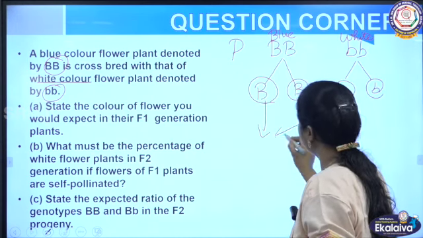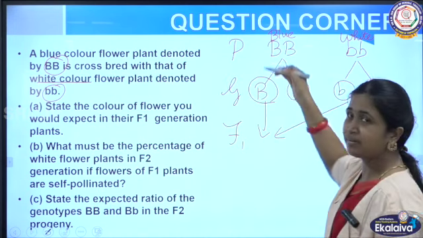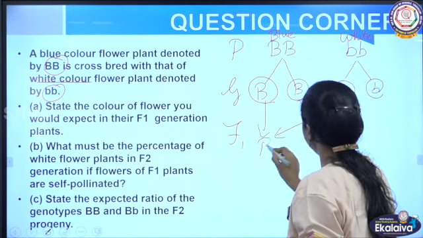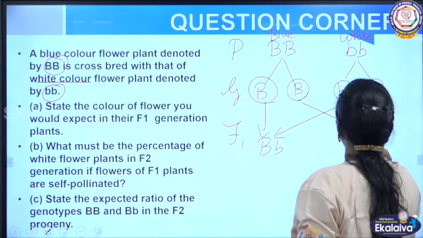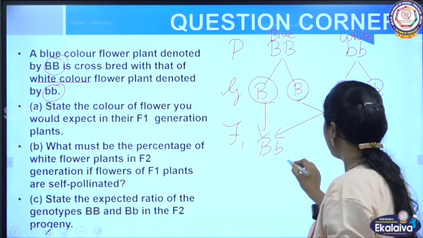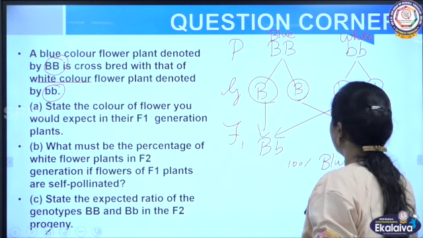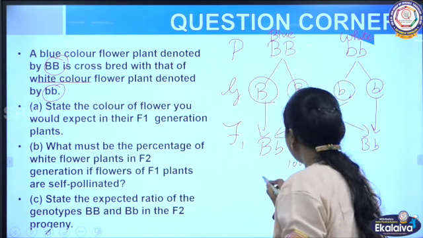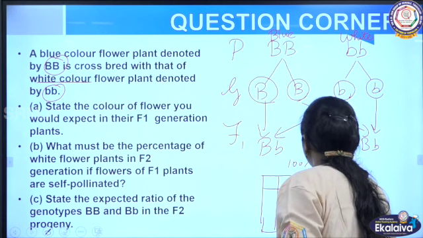Now intercross. If you intercross, you will get F1 generation. Here the gametes represented. So capital B, small b, then capital B, small b. Okay, so we got the F1 generation, 100% blue color. But it's a heterozygous condition. Then we'll put a checkerboard and we'll go for the F2.